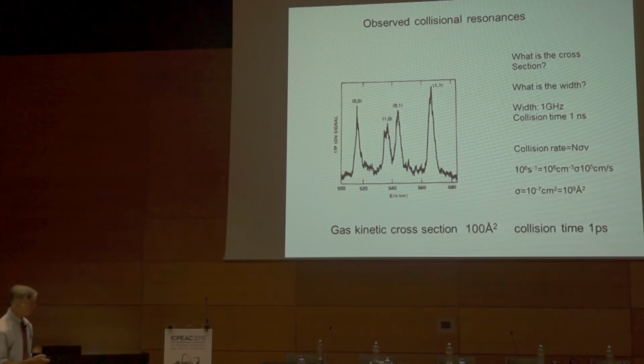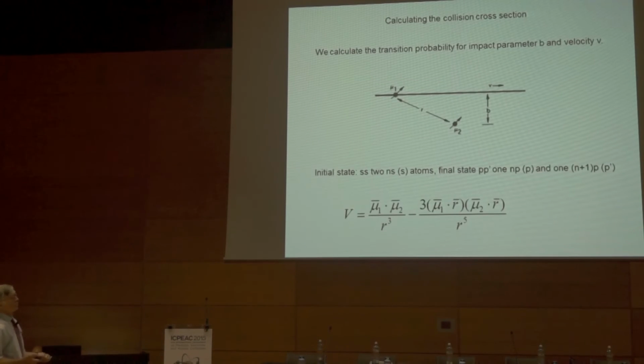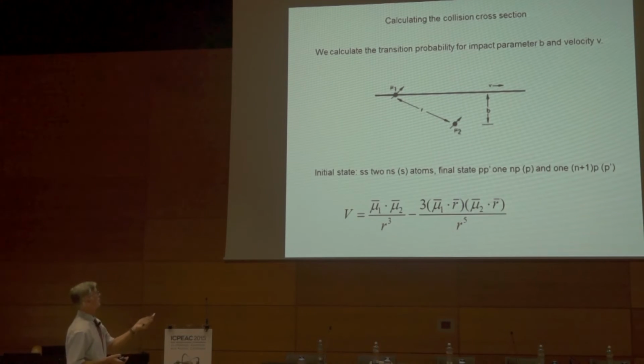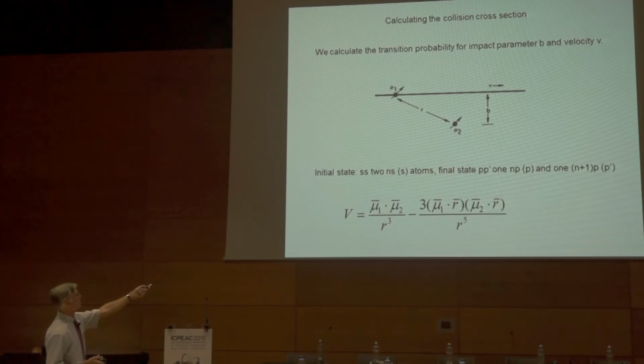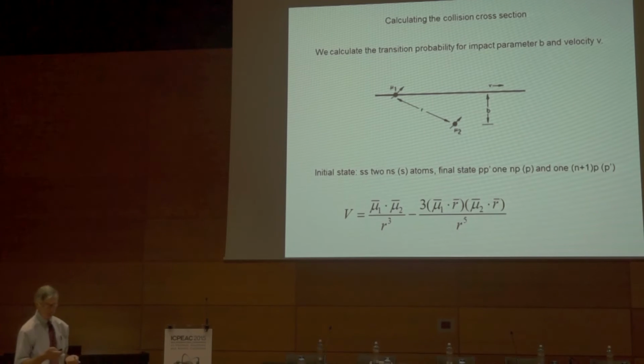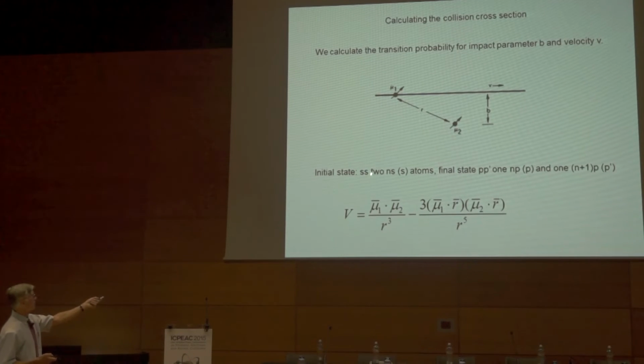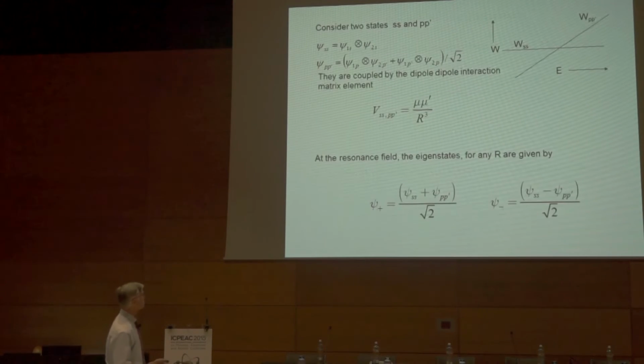The one very nice thing about this is you don't have to be a theorist to figure out the cross-section. You can calculate this yourself. We're going to imagine we have one of these atoms going past the other one with velocity v and impact parameter b. The initial state is 2 s atoms, and the final state is np and n plus 1p, which are p and p prime. And this is the interaction.